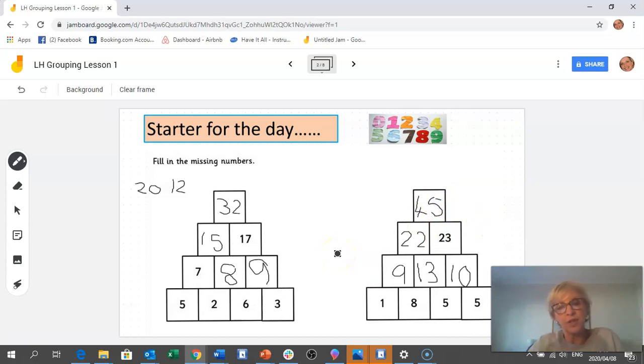You could even set yourself a few pyramids. Maybe set it for yourself and your brother or your sister and see if you can work them out for yourselves. That would be quite a challenge. Right, on to the next slide.